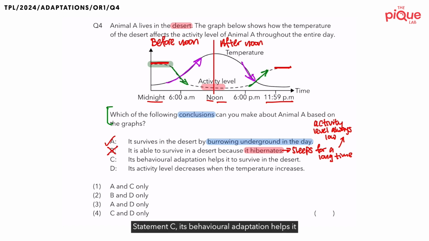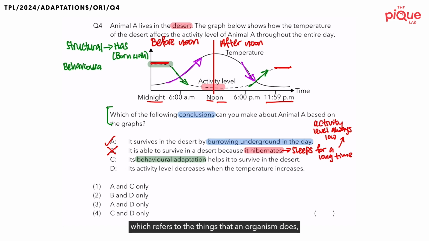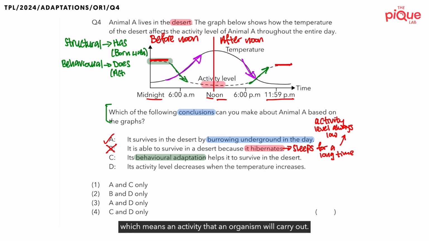Statement C. Its behavioral adaptation helps it to survive in the desert. Have we discussed behavioral adaptation earlier on? No, we have not. So let us do a short discussion about the types of adaptation you have learned in P6. The first type of adaptation is called structural adaptation, which refers to the physical feature that an organism has, which basically means a feature that this organism is born with. The second type of adaptation is called behavioral adaptation, which refers to the things that an organism does, which means an activity that an organism will carry out.